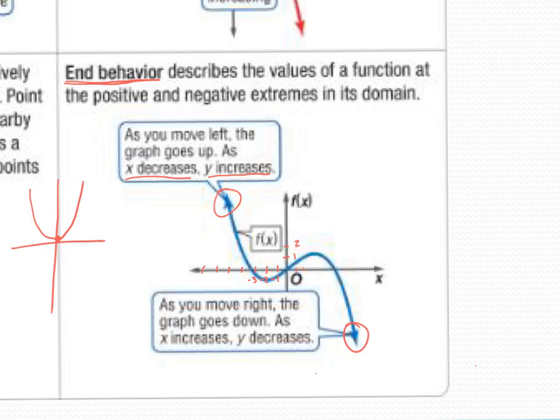Same thing or similar thing over here. This is the positive side of the x graph. So we have a positive 1, a positive 2, positive 3. So as x is getting bigger, y is getting smaller. This is how you describe end behavior. You tell what the x's and what the y's are doing.